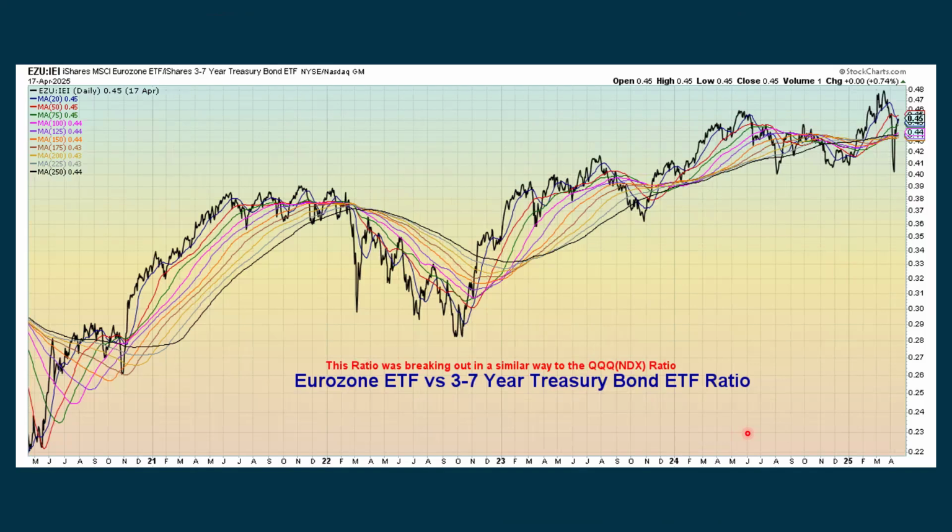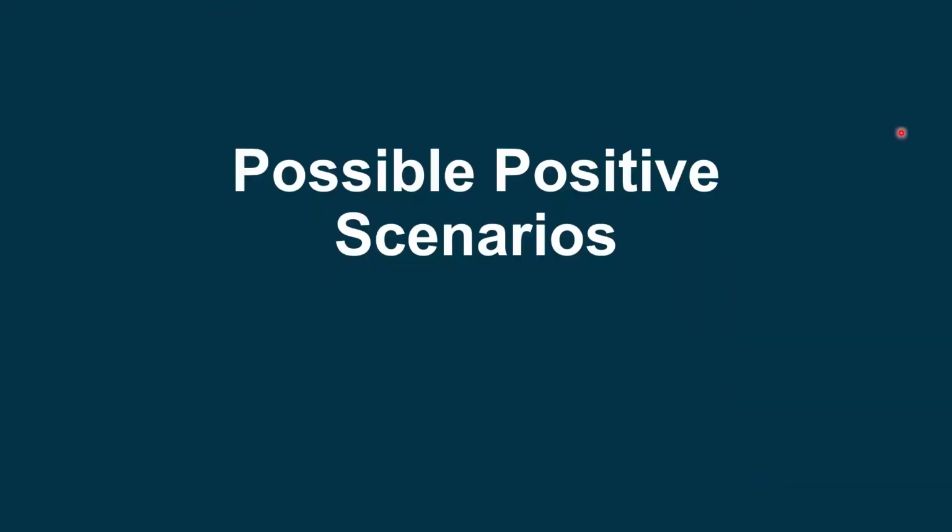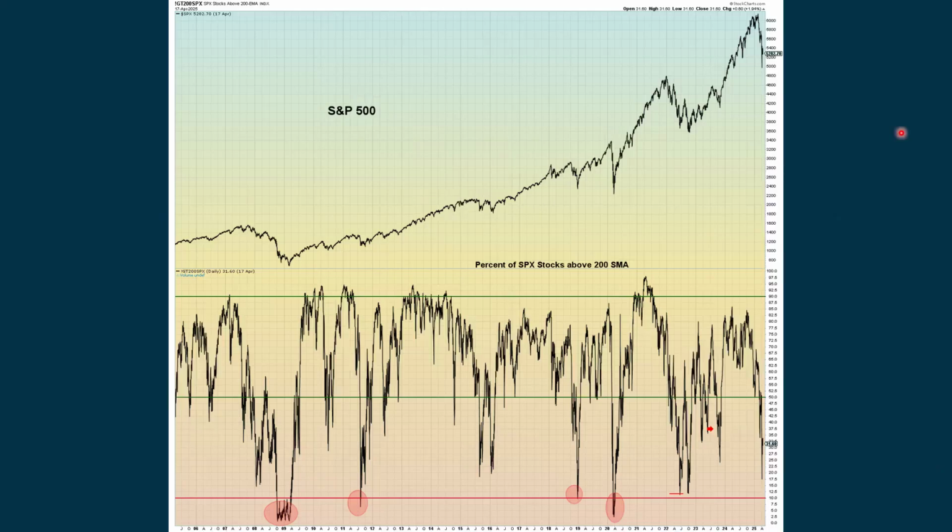Then we look at the European stocks, which are now starting to outperform 3 to 7 year bonds. They had really been underperforming as everything was getting hit, but now it's coming slightly back up into the rainbow. And then we look at some different studies here that I call possible positive scenarios. And if we do really click over to more of a bear market, we'll be watching these a lot heavier.